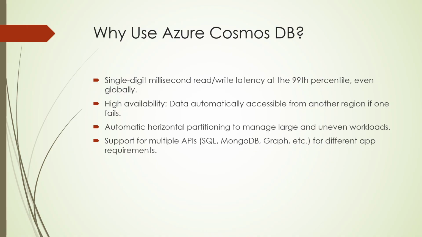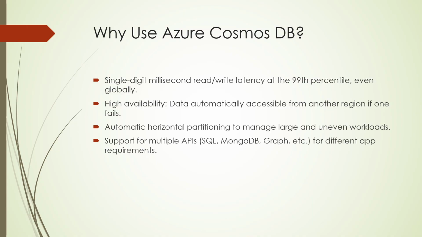Why do we use Cosmos DB? Because a person anywhere in the world can easily access the data. That's why we use Azure Cosmos DB. And data is automatically accessible from another region if one fails.